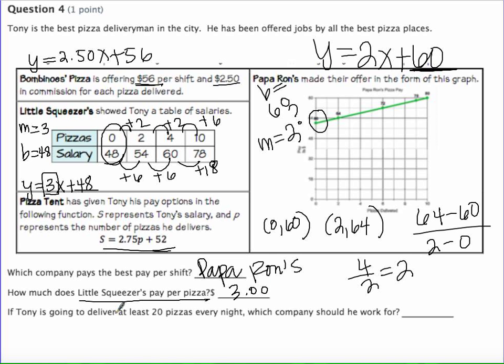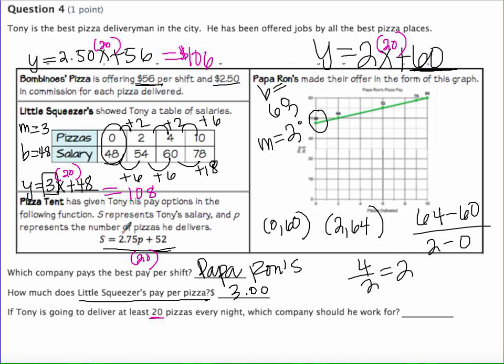And if Tony's going to deliver at least 20 pizzas every night, which company should he work for? So this is really why I wrote all 4 equations. So now I can take 20 and substitute it in for each one of these where the x is and find the exact pay. Okay, so Bambino's, 2.50 times 20 plus 56. So he would make $106 at Bambino's for 20 pizzas. Little Squeezers here would be 3 times 20 is 60 plus 48 would be $108.